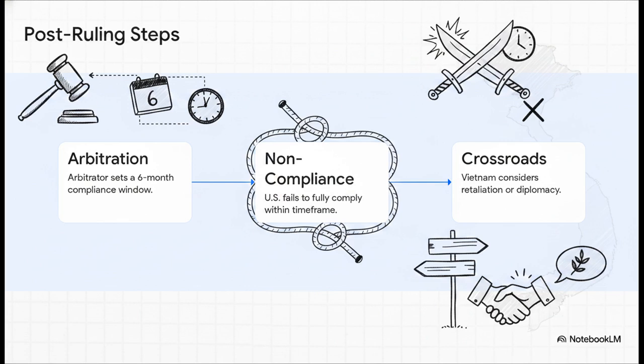But the U.S. didn't fully comply within that timeframe. This left Vietnam at a total crossroads. They could either seek authorization for trade retaliation, which obviously provokes huge political tensions, or lean heavily on diplomacy to try and force compliance over time.